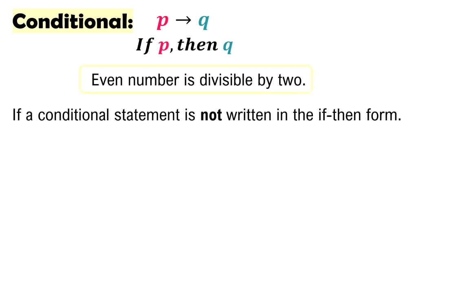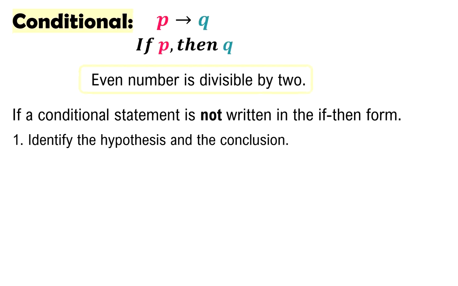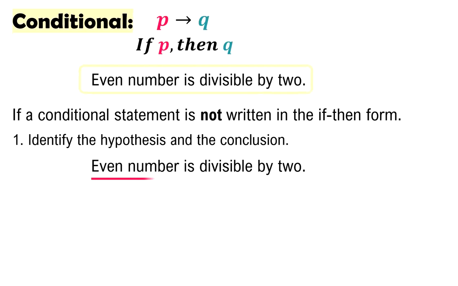Take note, if a conditional statement is not written in if-then form, the first thing we have to do is identify the hypothesis and the conclusion. So, how do we get the hypothesis and conclusion? It's easy. In our statement, even number is divisible by 2, when we say hypothesis, we refer to the subject. What is the subject here? The subject is even number. So, this would be our hypothesis.